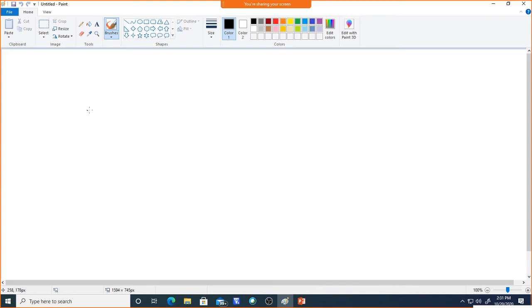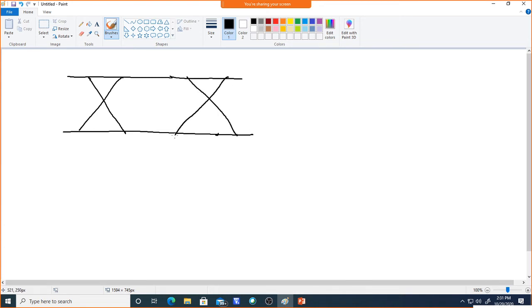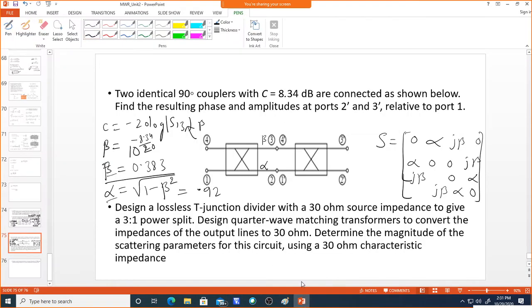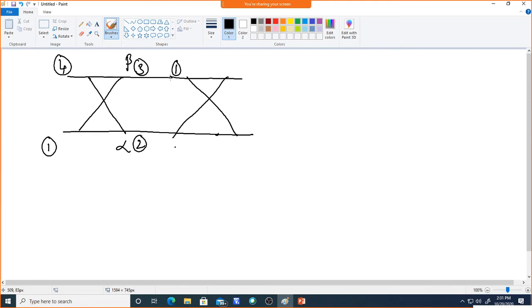So first, for the first coupler, if you write the same thing again, this is the first coupler and this is the second coupler. If you give 1 here and 2 here, 3, 4, you will get beta here and alpha here, and the same here, where you are giving 1. Since these are symmetric couplers, you have to take 4 dash, or you can take this as 1 dash, this as 2 dash and 3 dash.